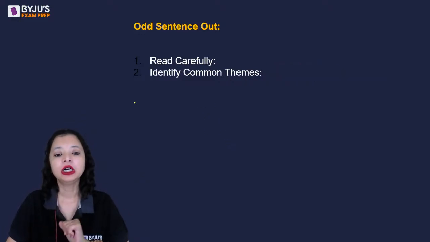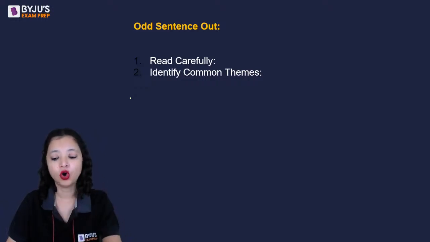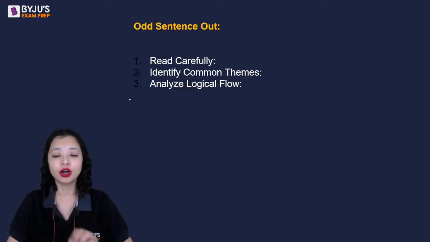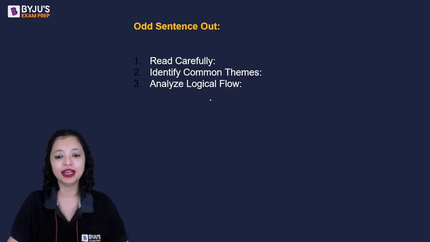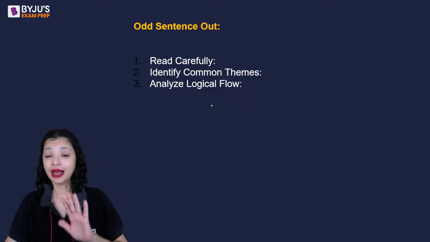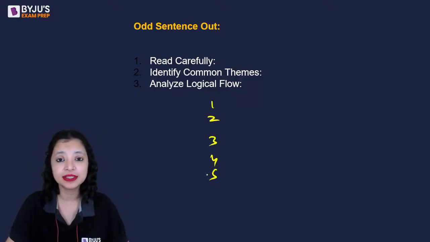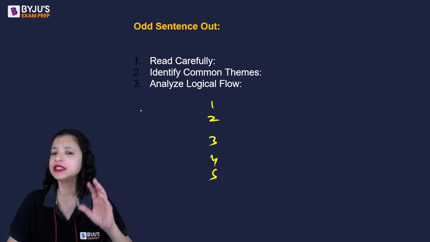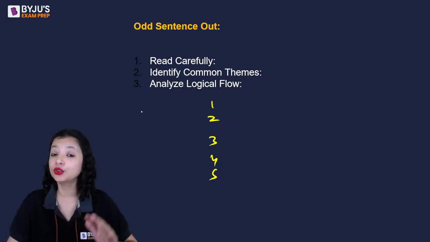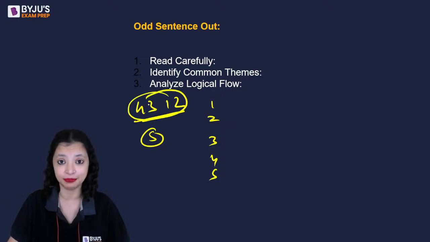Let's pick up our third pointer that we need to focus on while we try to solve an odd sentence type question. Logical flow. So logical flow क्या होता है? A sequence of all the 4 statements. Ideally, out of the 1, 2, 3, 4, 5 statements you have to figure out the sequence of 4 statements in the order you think they should come in, like 4, 3, 1, 2. Okay, that means 5 does not fit into the logical flow of these statements.